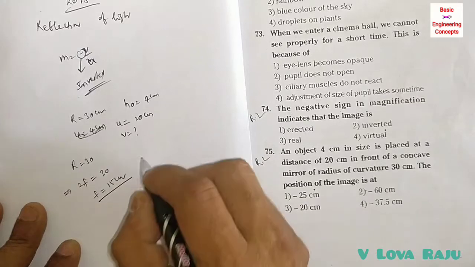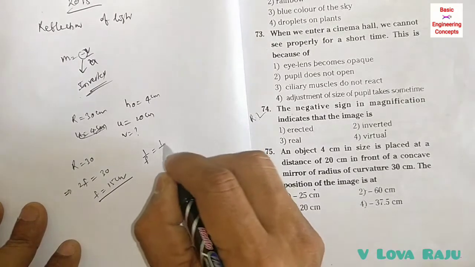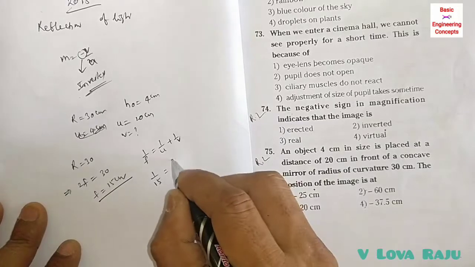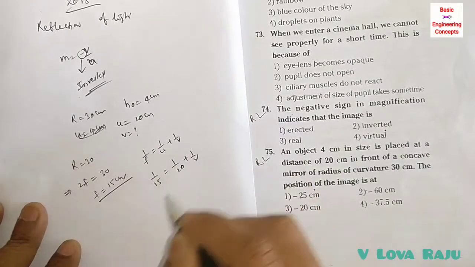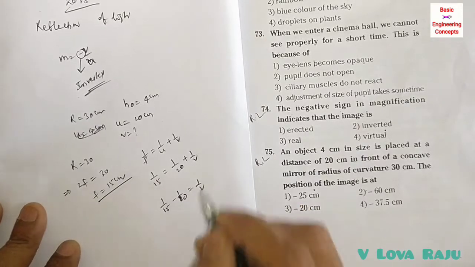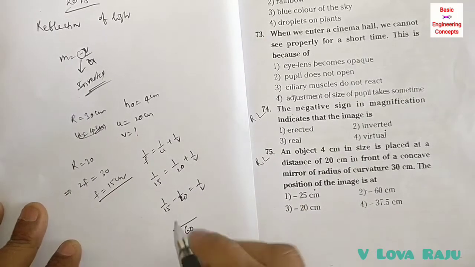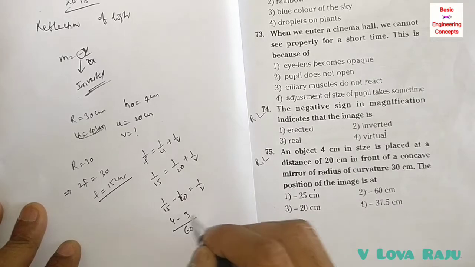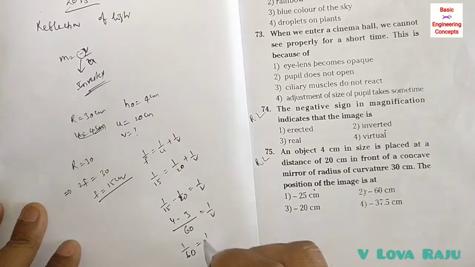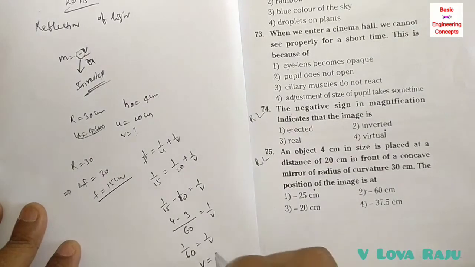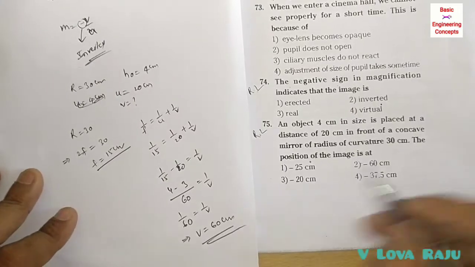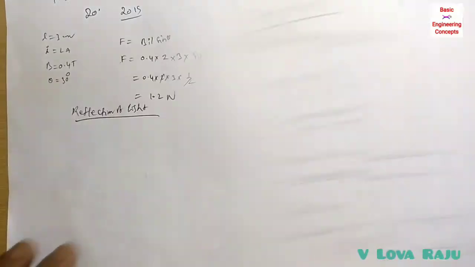Therefore, the mirror formula is 1 by f equals 1 by u plus 1 by v. Therefore, 1 by 15 equals 1 by 20 plus 1 by v. So 1 by 15 minus 1 by 20 equals 1 by v. 60 is the LCM. 4 minus 3 is equal to 1 by 60, which equals 1 by v. Therefore, the image distance is equal to 60 centimeters. The sign is minus 60.